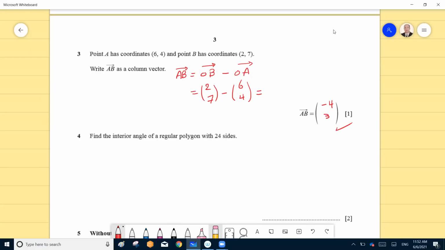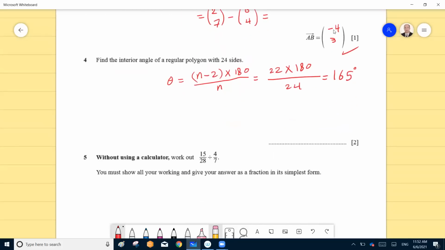That's it. Find the interior angle of a regular polygon with 24 sides. The measure of the interior angle theta of an n-sided polygon is n minus 2 times 180, which gives you the total sum of interior angles, divided by n gives you each angle. In this question, n is 24, so 24 minus 2 is 22 times 180 divided by 24. You can use a calculator to solve this one. The answer will be 165 degrees. This is the measure of the interior angle of the 24-sided polygon, 165 degrees.